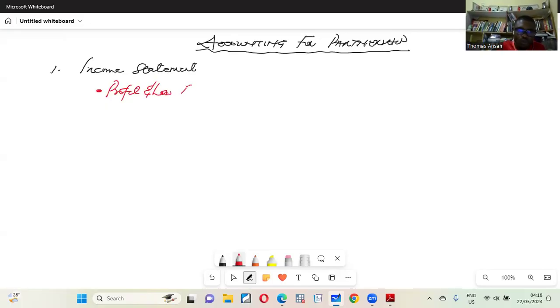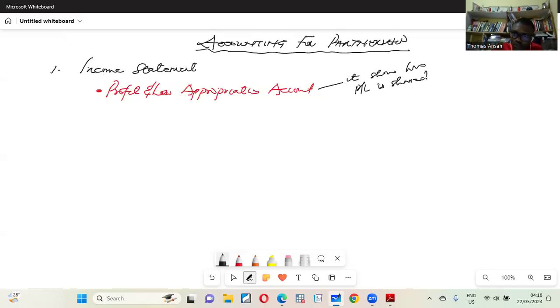appropriation account. Appropriation simply means you are sharing. All right. So an appropriation account is simply an account that shows how the profit for the year is going to be shared among the partners. All right. So that is that. The appropriation account shows how the profit or loss is shared. So it provides the detail for how the profit or loss is shared.